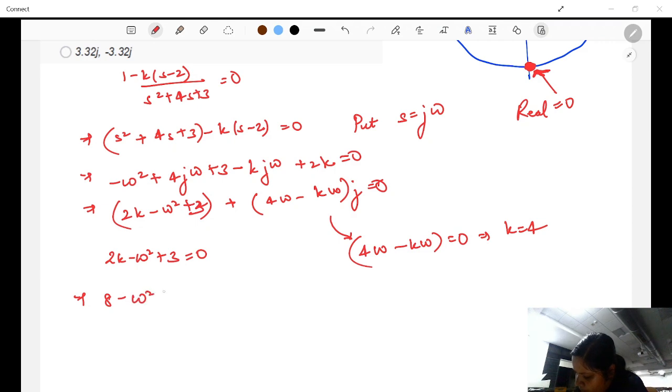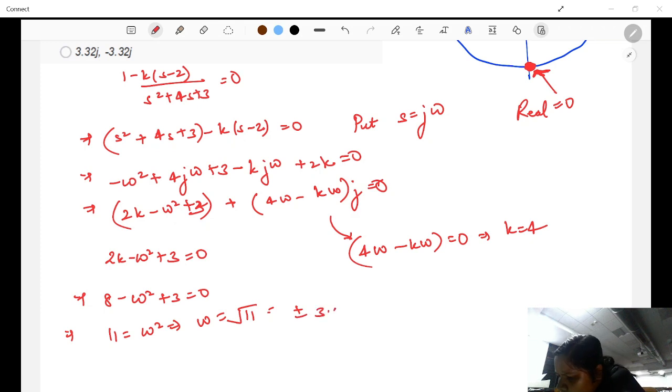So 8 minus omega square plus 3 is equal to 0. 11 is equal to omega square. That means omega is equal to root 11, which is approximately equal to plus minus 3.32 J, right? Am I right or not? Yes, madam, you are correct, madam. Wait, this should not be J, no?